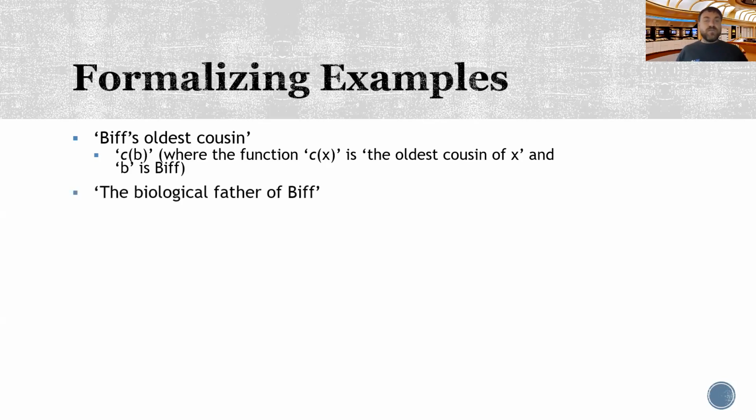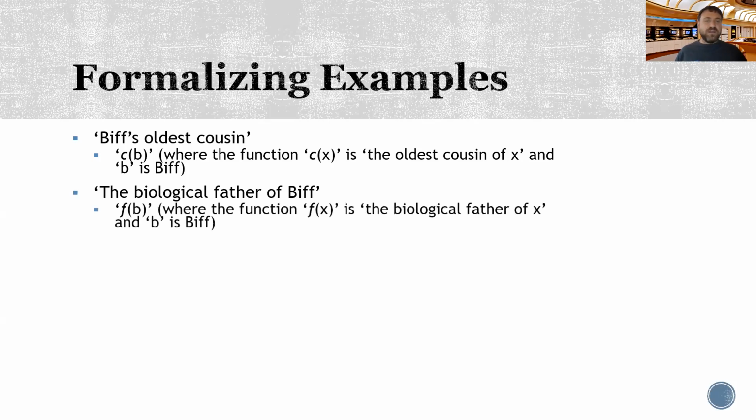Now, you could talk about the biological father of Biff, okay, right? And again, you don't necessarily want to use a lowercase letter here because Biff is named in this definite description, right? But really, we want to name Biff's father, right? And so again, we can have a function. We can have the italic F function, which names the function the father of X, right, as in the father of the input, and then we'll have B being Biff as the input.